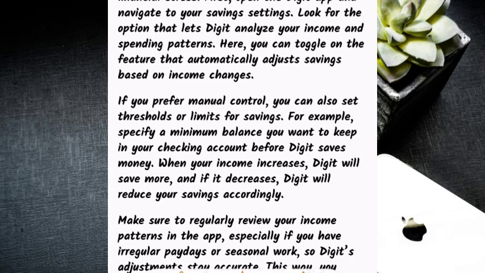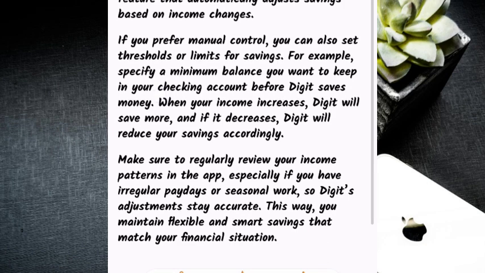For example, you can specify a minimum balance that you want to keep in your checking account before Digit saves money. When your income increases, Digit will save more, and if it decreases, Digit will reduce your savings accordingly to match. Make sure to regularly review your income patterns in the app, especially if you have irregular paydays or seasonal work, so the Digit adjustments stay accurate. This way you can maintain flexible and smart savings that match your financial situation.